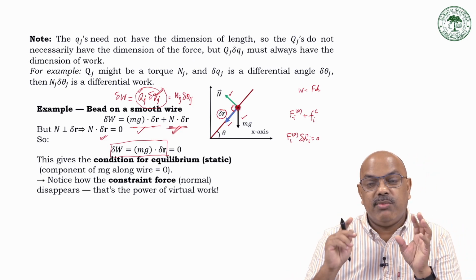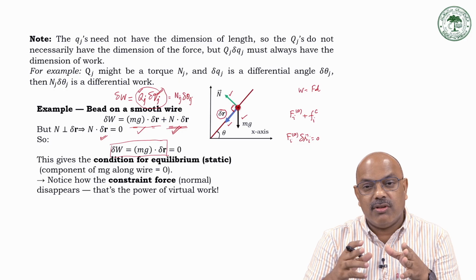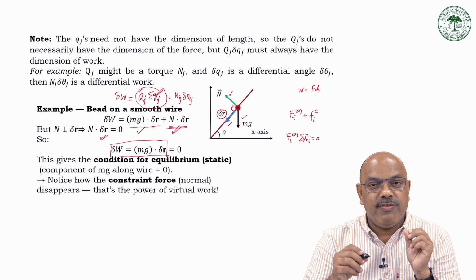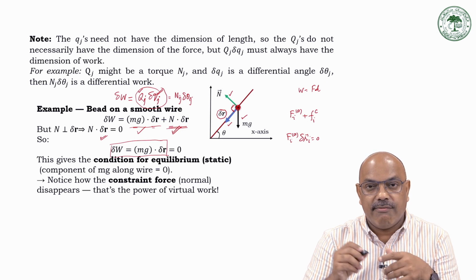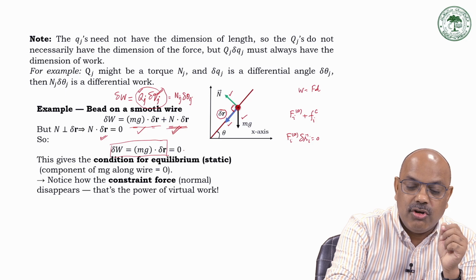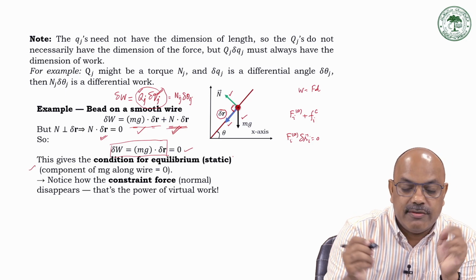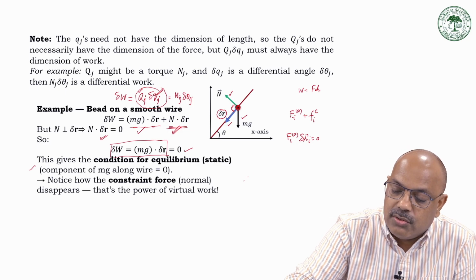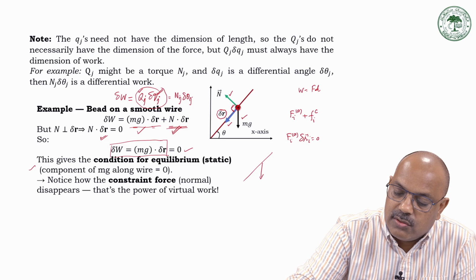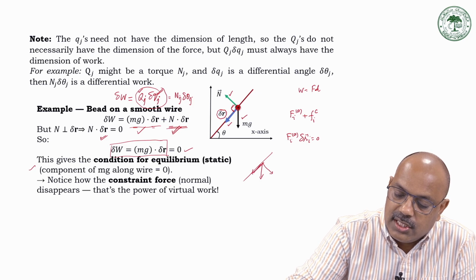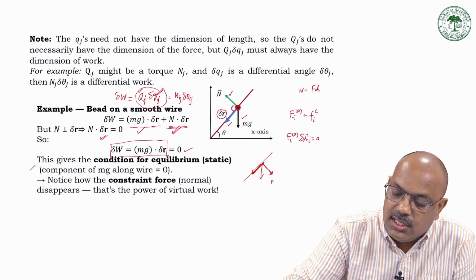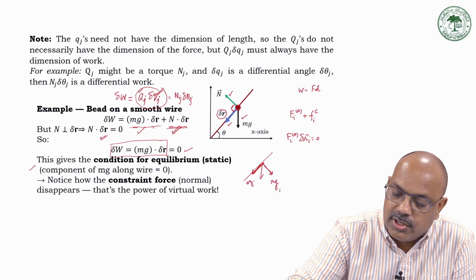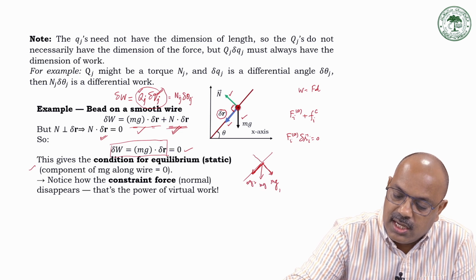If I suppose that this bead is in static equilibrium, the two forces acting on the system, n and mg, are such that the bead is not moving. Then I can find the condition for that by demanding that this is 0. So this gives the condition for static equilibrium. Because mg is in this direction, it is going to have two components: one component like this and one component along the displacement. This is component 1, this is component 2, this is my mg and this is my normal force.